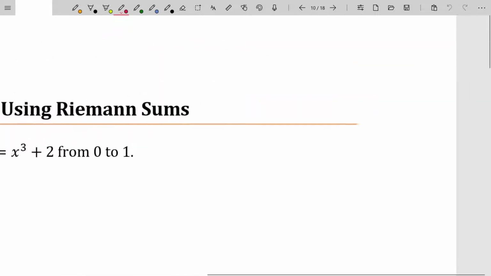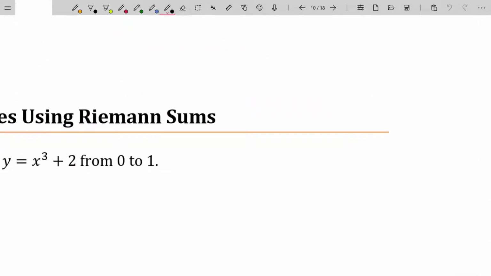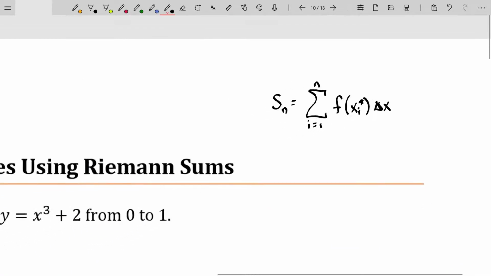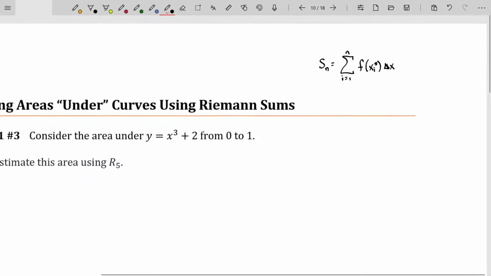And remember, just off to the right here, I'll write it down. The Riemann sum is this summation right here: the sum i equals 1 to n of f of x sub i star times delta x. And again, I use x sub i star because I just don't know if you're using right endpoints or left endpoints or midpoints or whatever. And this will be the video where I introduce the midpoint method, by the way.